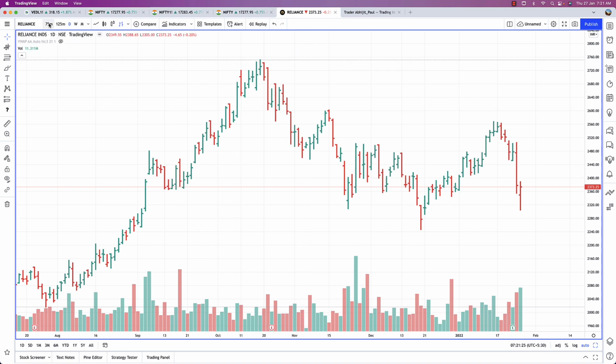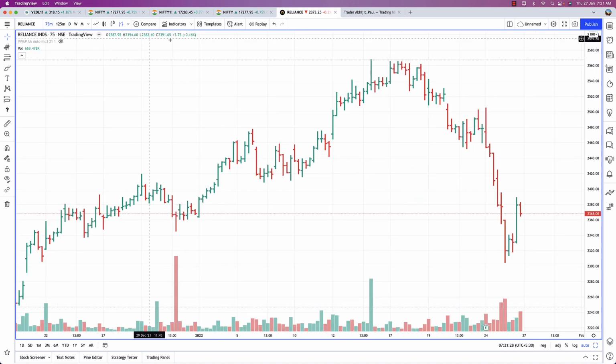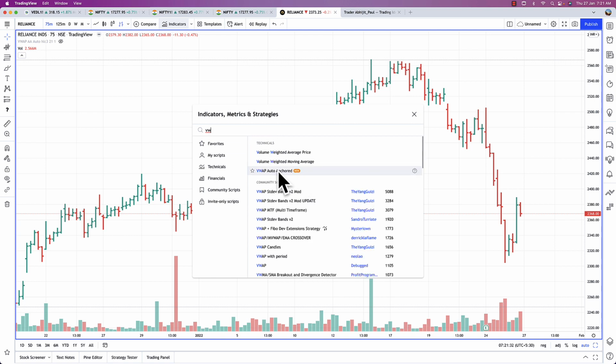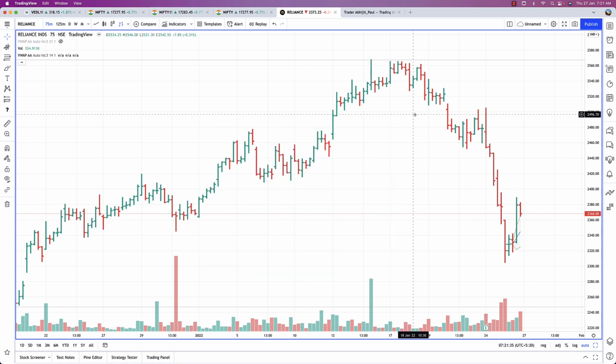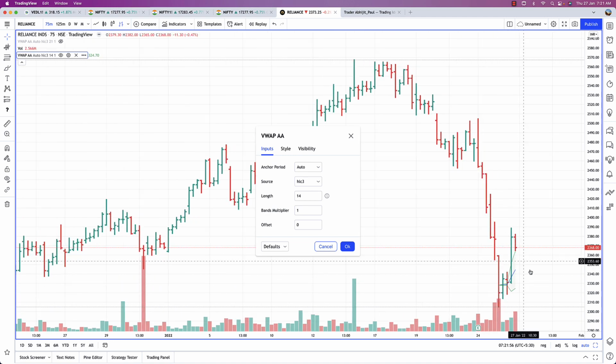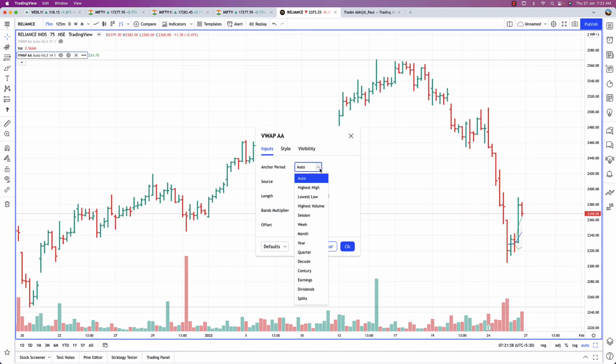Say, for example, I take you to the 75-minute time frame. I come to the indicator, I do VWAP, the new one, the auto anchored, right? We click on it, it will plot something. Then we come here and we say, okay, I don't know what auto is doing here in the intraday time frames. Of course, it cannot take the starting of a month. So in intraday time frames, it's taking the starting of a day. Okay, so that's what auto means, starting of a day.